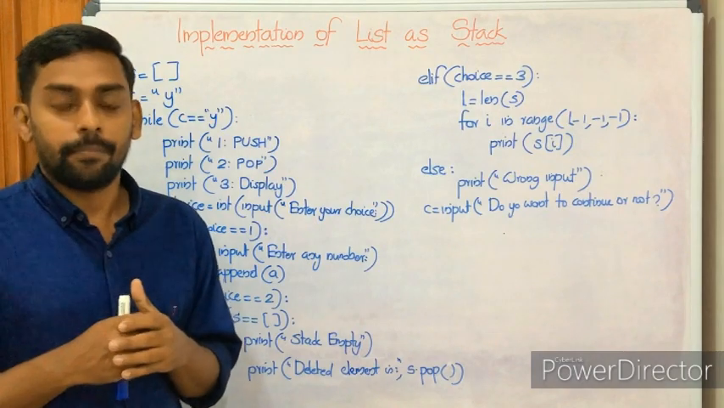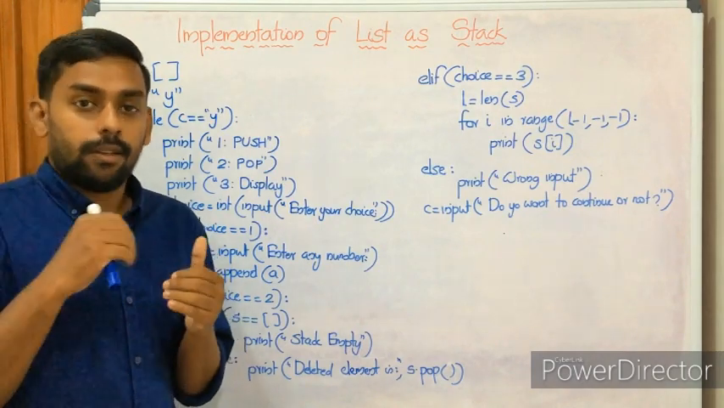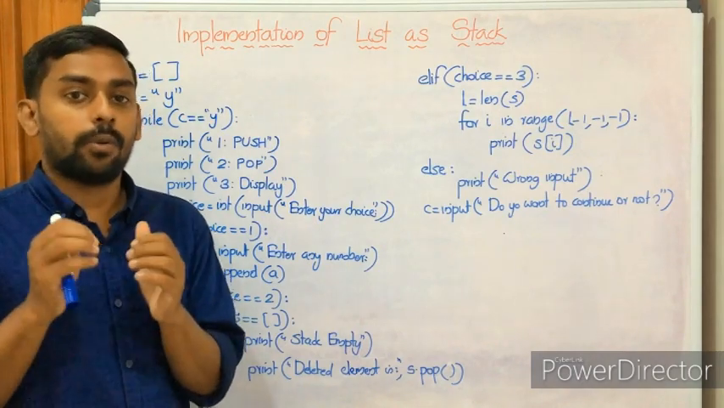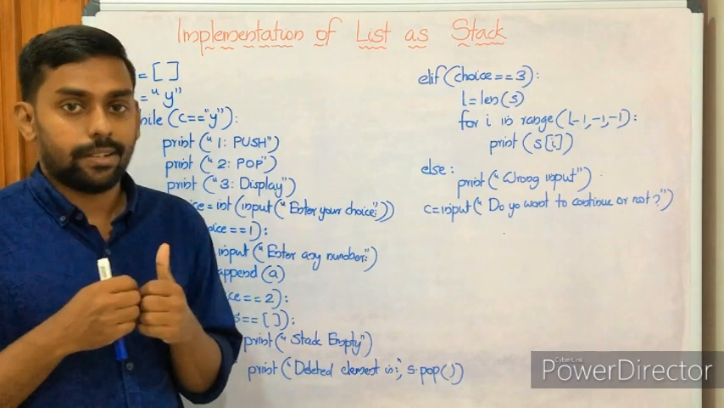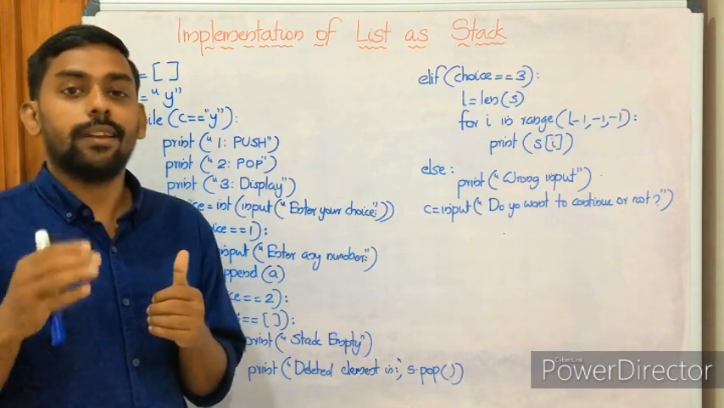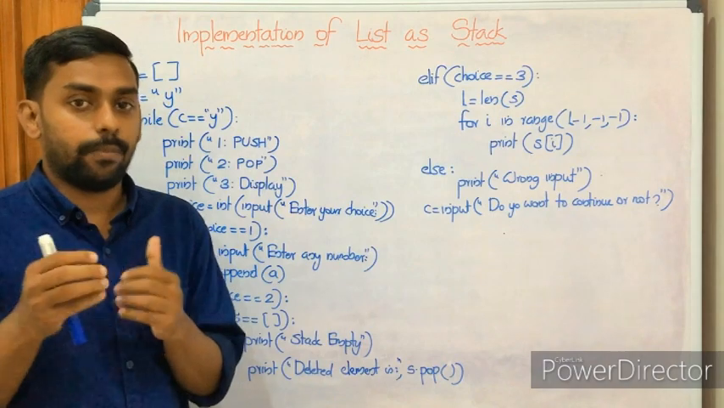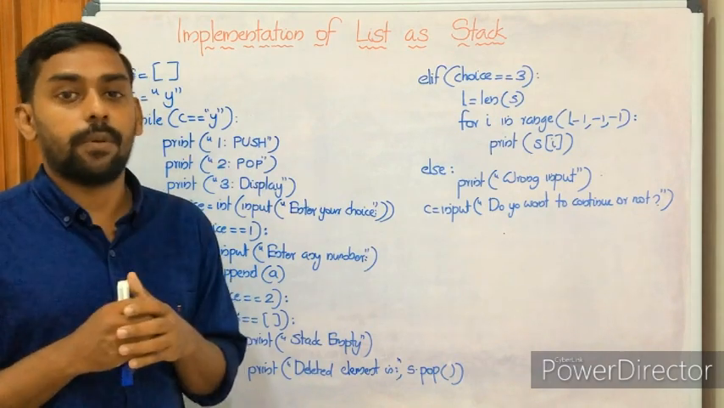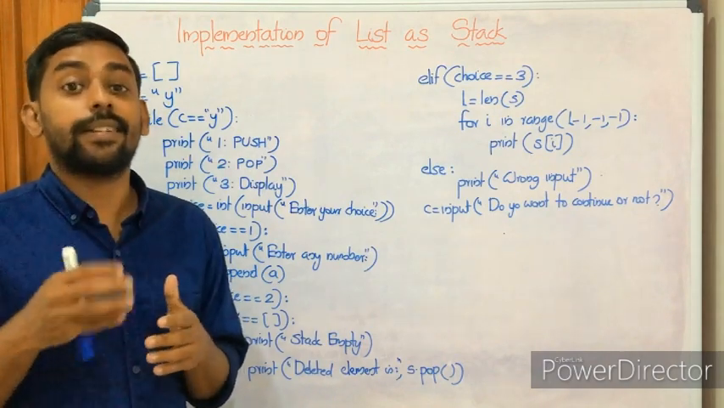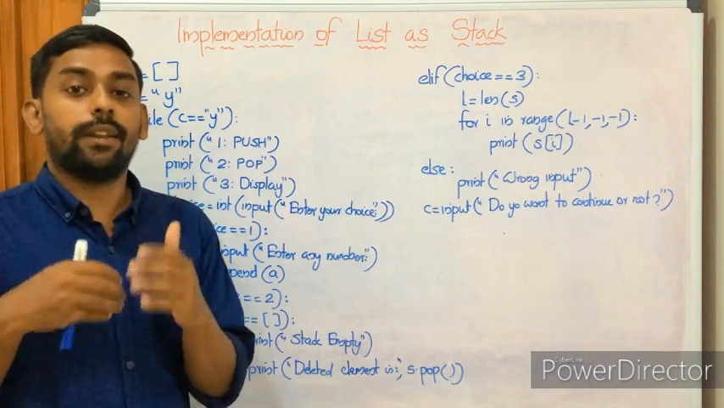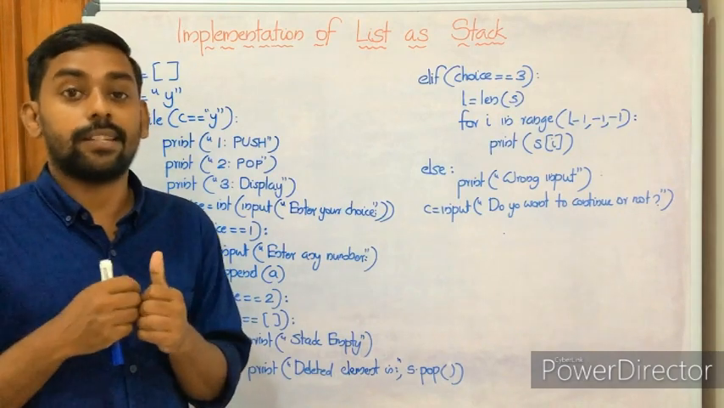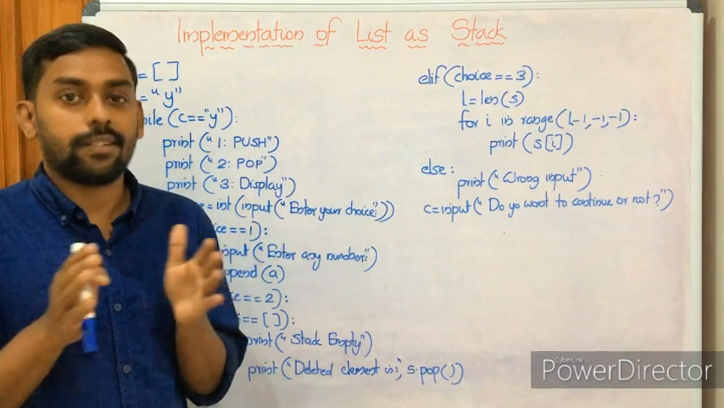It works efficiently, and we are implementing it through a data structure called list, or data type called list. And we know the specialties of list. List is a heterogeneous data type, means we can store different types of data elements in a list, as well as it is dynamic in the sense we can increase as well as decrease the size of a list. It is not static, size is not fixed.